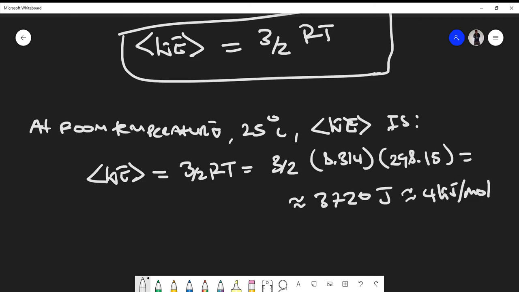So in other words, this energy, which can be thought of as thermal energy contained in a gas, is readily available for overcoming internal rotational energy barriers, or even activation energy barriers for chemical reactions. For comparison, the internal rotational barrier in ethane is about 12 kilojoules per mole.